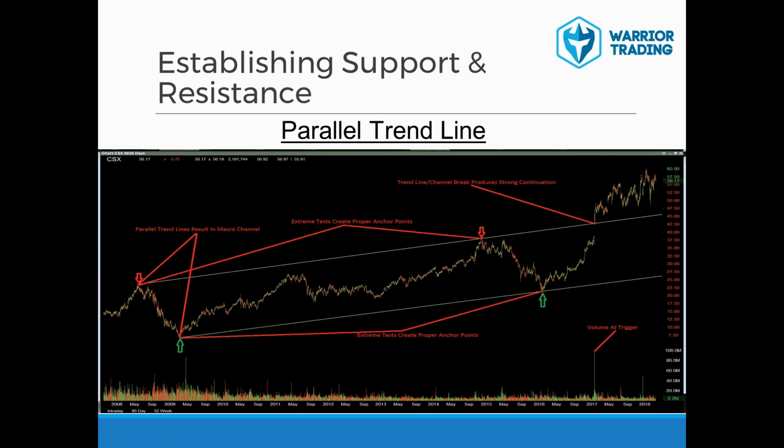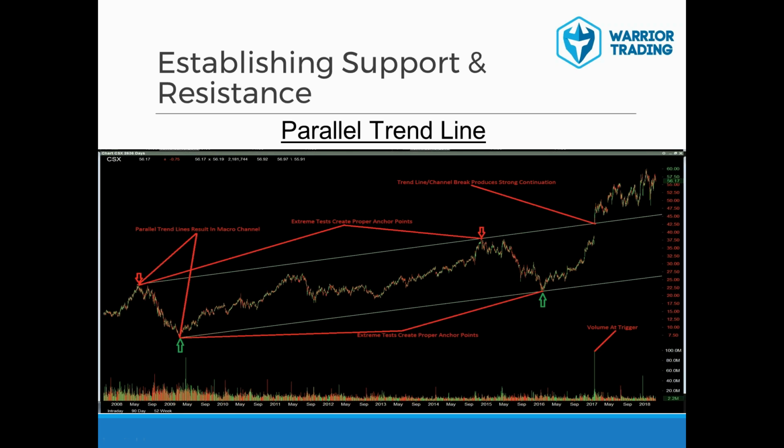We'll move into a parallel trend line, which is basically two standard trend lines to make up a channel. Now, I love trading these channels when they break, because the reactions that we get are huge. Most of the time, we see some very, very big resulting momentum moves once these long-term channels break. Now, this is CSX on a very long-term time frame. You can see starting back in 2009.